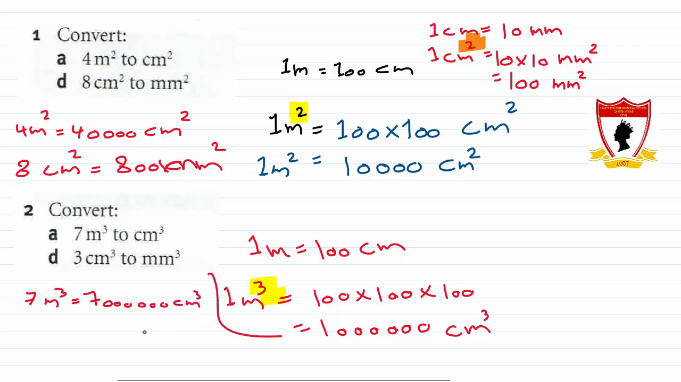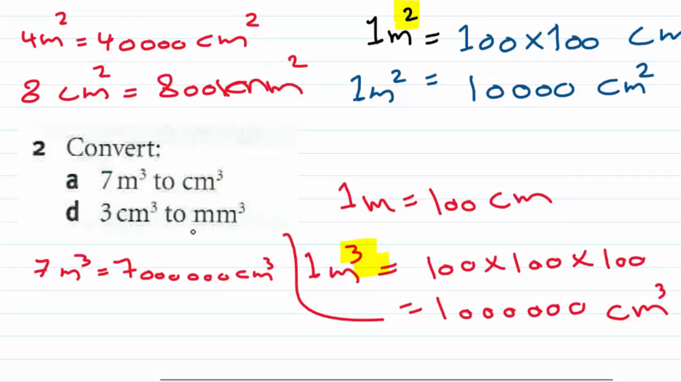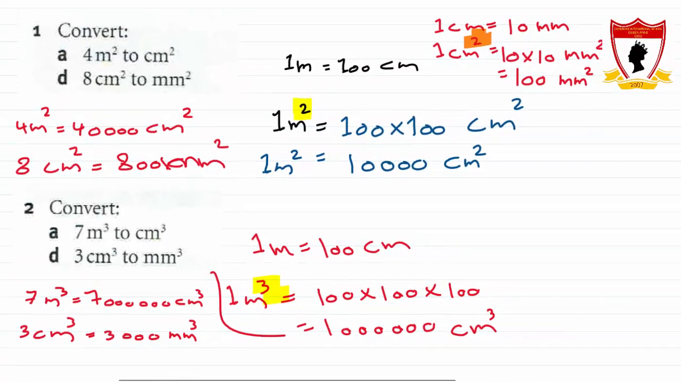The same thing between centimeter and millimeter. We know 1 centimeter is 10 millimeters. When the centimeter becomes cube, the 10 will be repeated 3 times. So 1 centimeter cube is 1000 millimeter cube. 3 centimeter cube is 3000 millimeter cube.